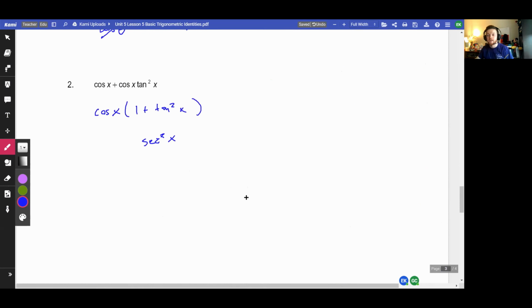All right, so we have cosine x times secant squared x. But secant squared is 1 over cosine squared. So one of the cosines and one of the secants are going to cancel, and you're just left with secant. I don't need to write it the way I've just written it, but I like to, because I like to really emphasize that cosine and secant are reciprocals. They cancel each other out.